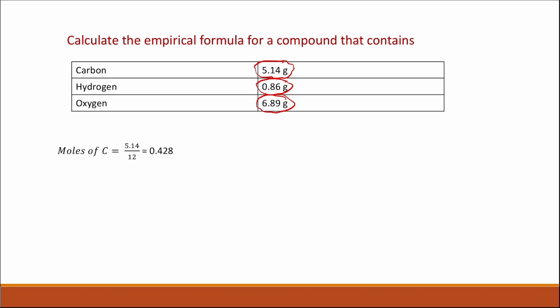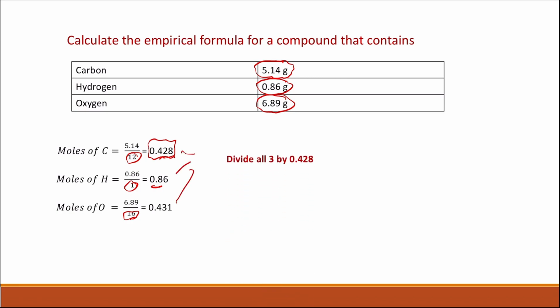So the moles of carbon, when we divide 5.14 over 12, which is the atomic mass of carbon, is 0.428 moles. For hydrogen, divided by 1, which is the atomic mass of hydrogen, 0.86. And then for oxygen, dividing the mass by 16, it's 0.431. Now, the smallest number of moles is the one for carbon, which is 0.428. So we have to divide all these three by that value.